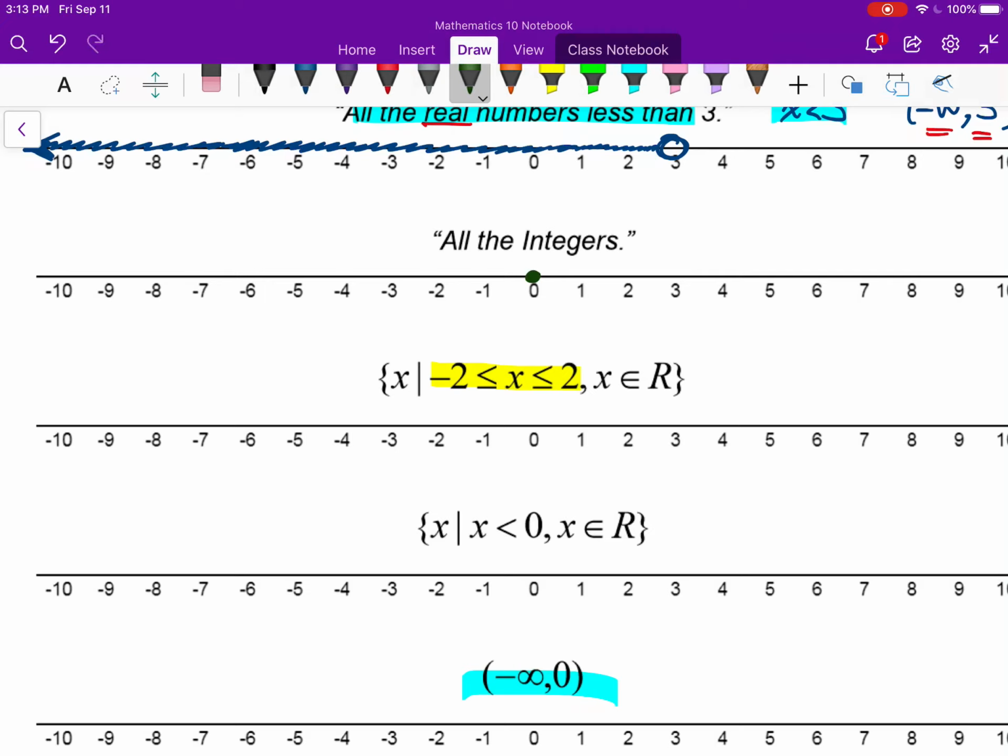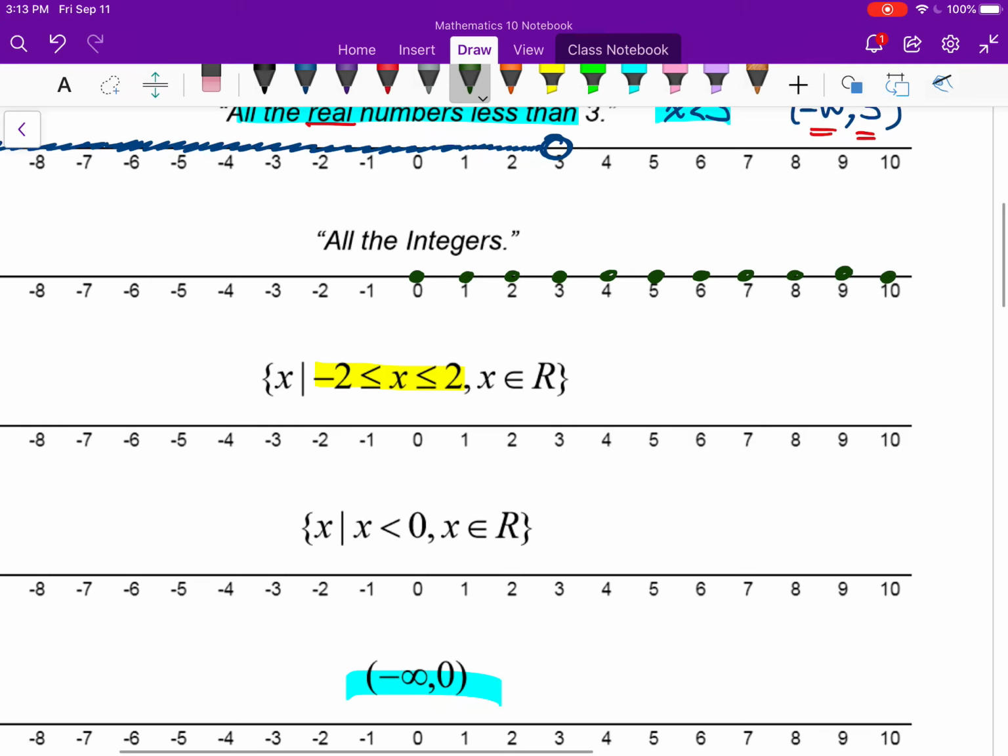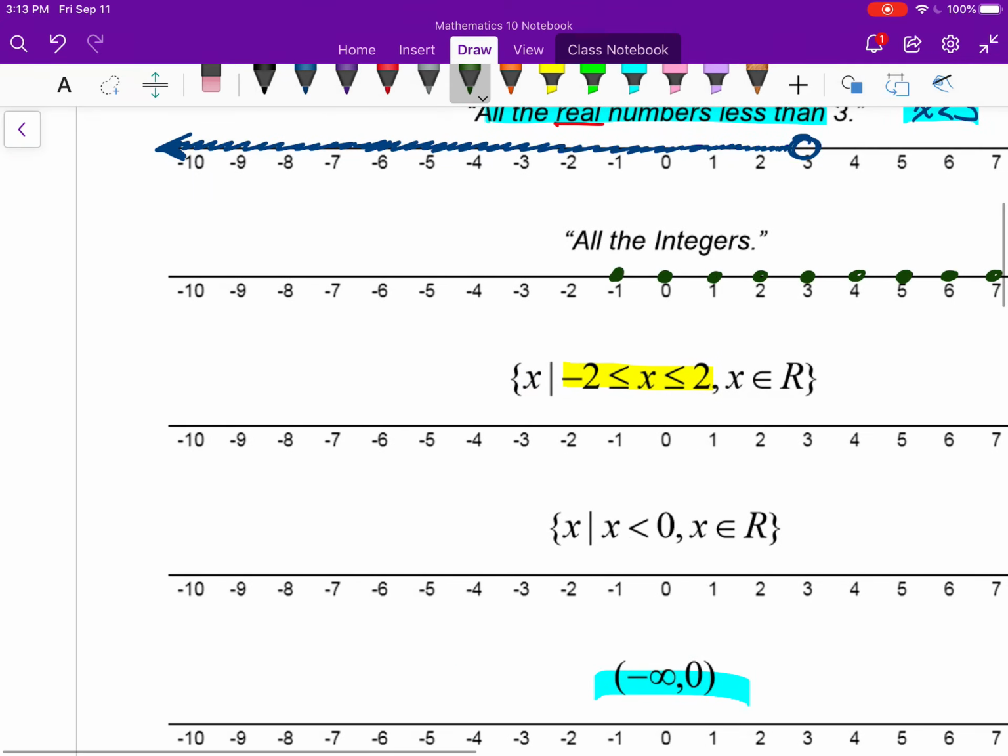And 0 is an integer, 1's an integer, 2's an integer. And I'm quite simply going to draw a filled-in circle for every single integer. Now, I guess I don't really have to do every single one, but I will. And so on a number line, all the integers look like this. It's discrete.